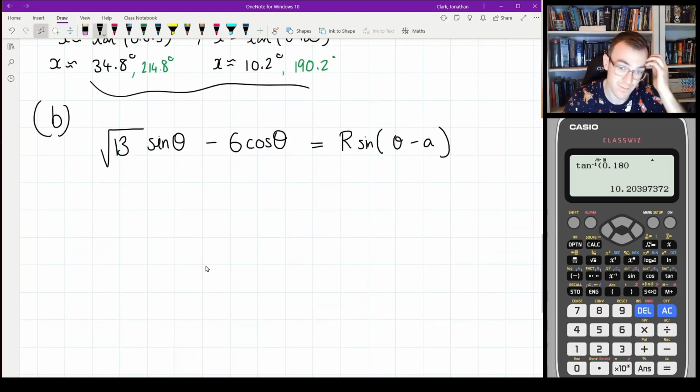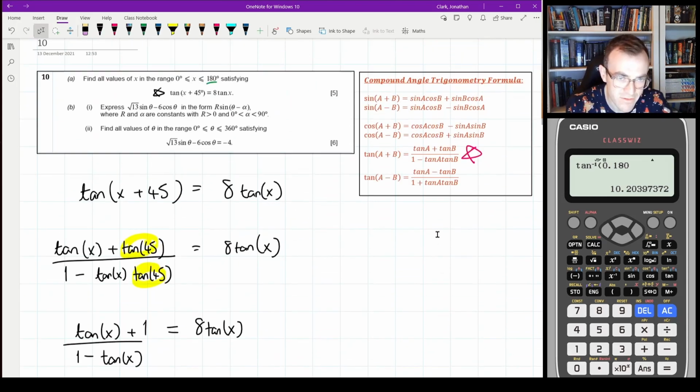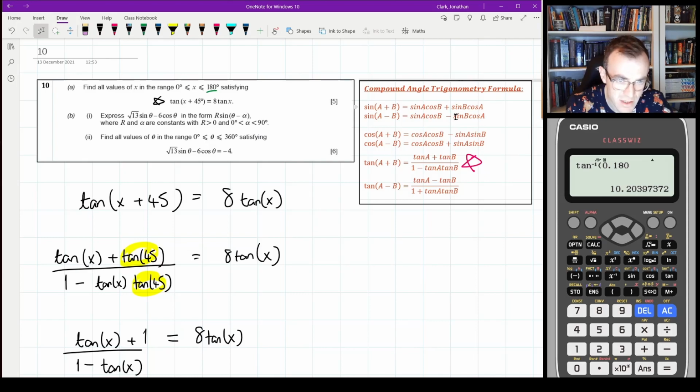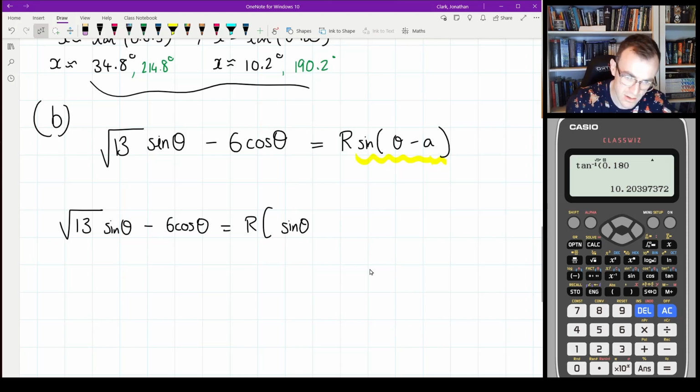Okay, so what we'll do first of all is use the compound angle on that. So the r is going to keep out as a factor. Let's just check the compound angle formula. It's sine a cos b minus sine b cos a. So that is going to be sine theta cos alpha take away sine alpha cos theta.